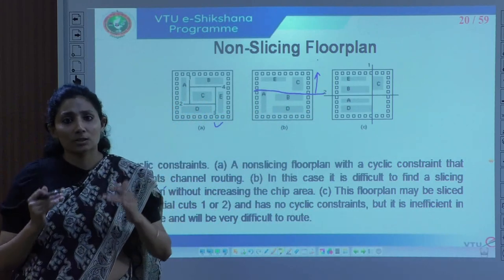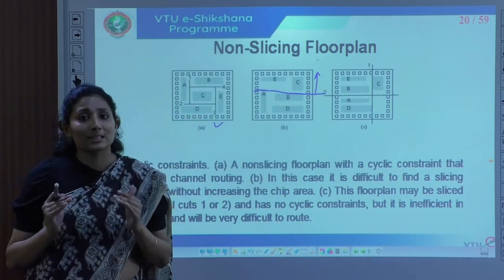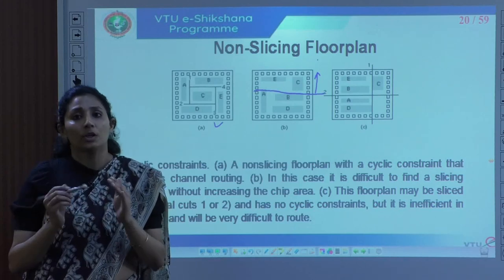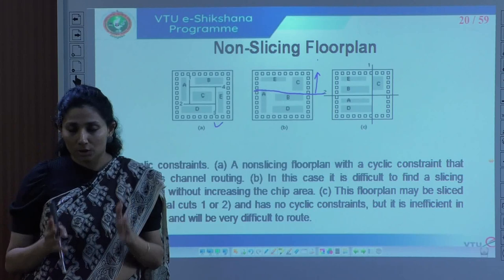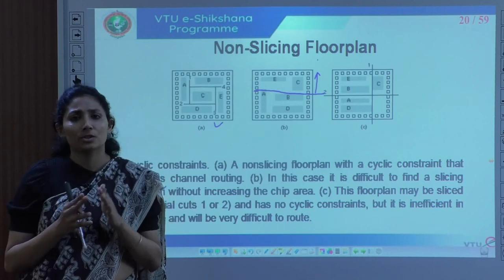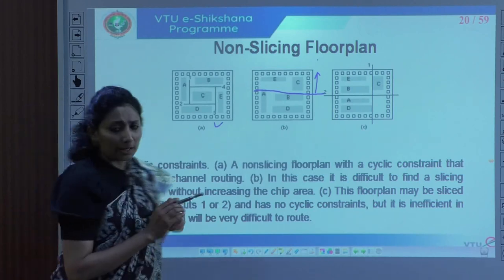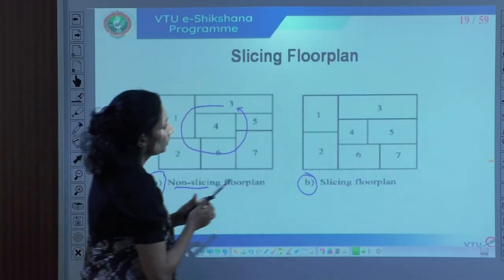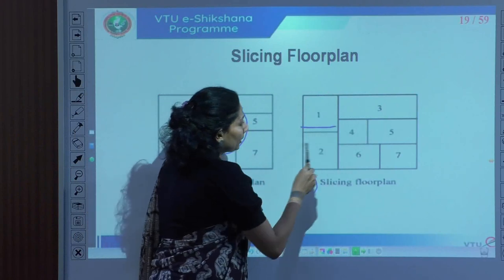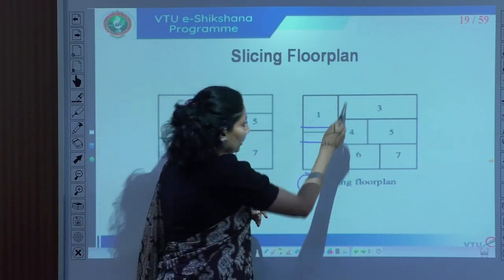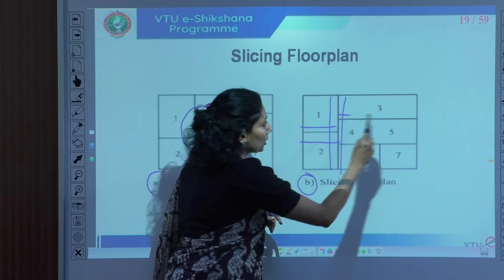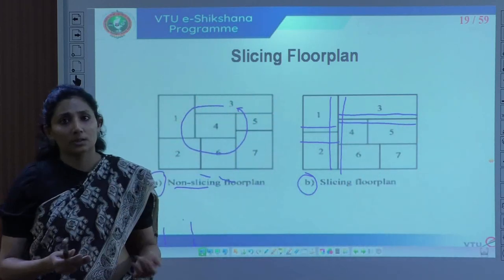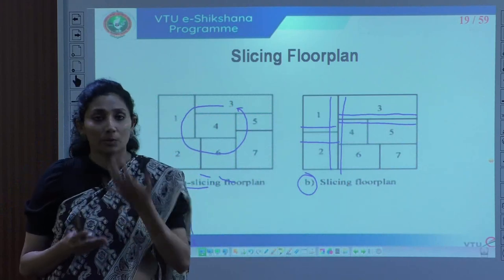So it is always better to have a slicing type of floor plan, where you have an option to reduce the size of the chip, and the routing information is so clear. You will have a channel here, a channel here, a channel here. So you are using horizontal tracks and vertical tracks to route them.